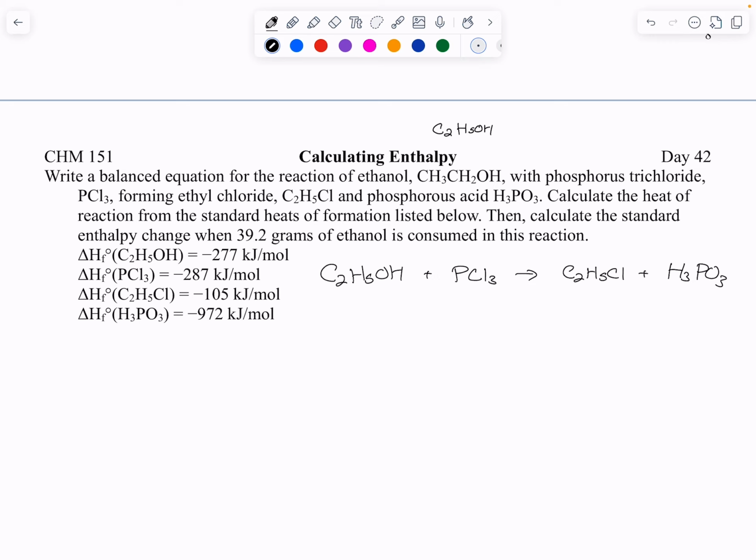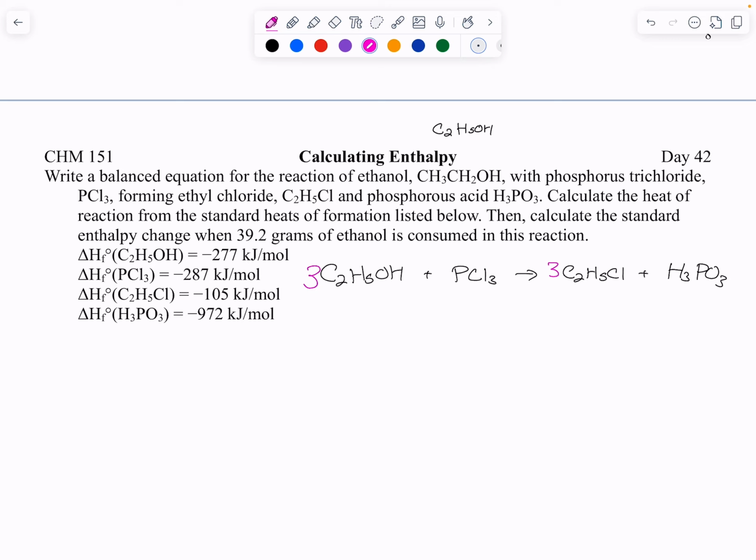So let's look. 2 carbons. If I'm going to keep that and that as 1, does that make sense? Hopefully that makes sense. So right now there's one of those and one of those. 1 P and 1 P. Cl is the obvious one. I need to put a 3 in front of this, which means I need to put a 3 in front of the ethanol. So now, let's look. I have 6 carbon, 6 carbon. 18 hydrogen, 18 hydrogen, 3 oxygen, 3 oxygen, 1 phosphorus, 1 phosphorus, 3 chlorine, 3 chlorine. We're good.